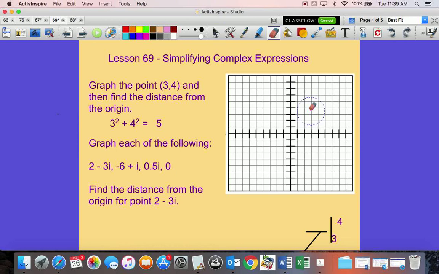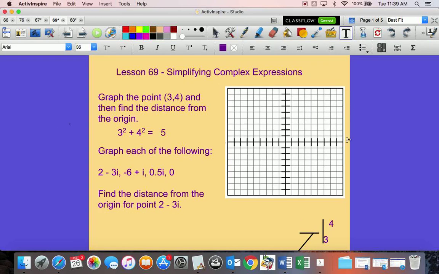Alright, and how we do that, that's hard to do when we're dealing with a regular plane, so we've got to come up with a new complex plane. Alright, our x-axis is normally our x, but what it's going to be for this is the real axis, and then the top, normally our y, we're going to rename that and make that the imaginary axis. So what we've got here is 2 minus 3i.